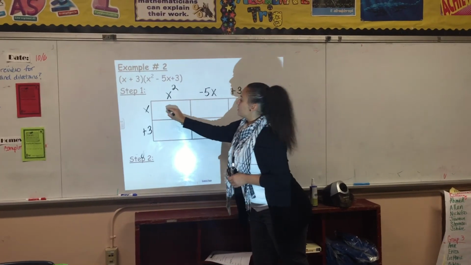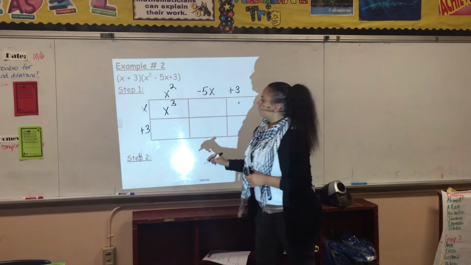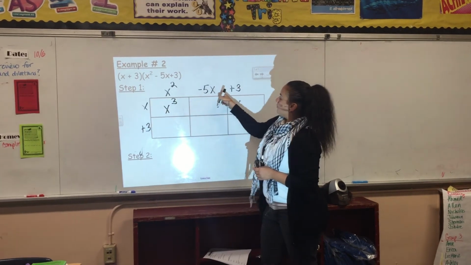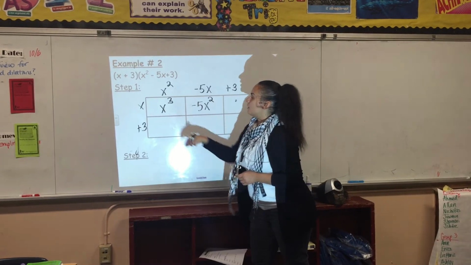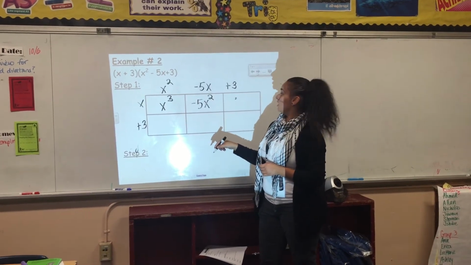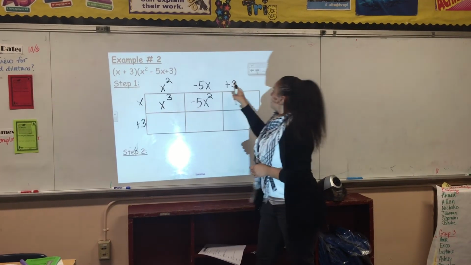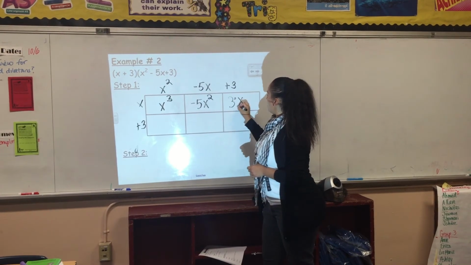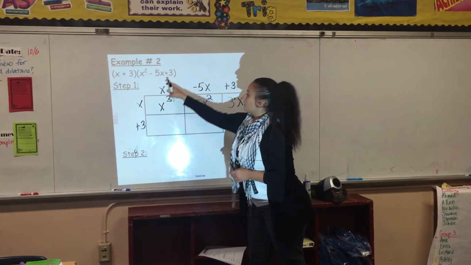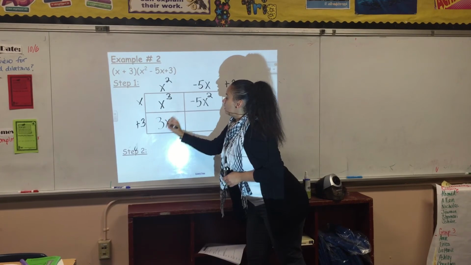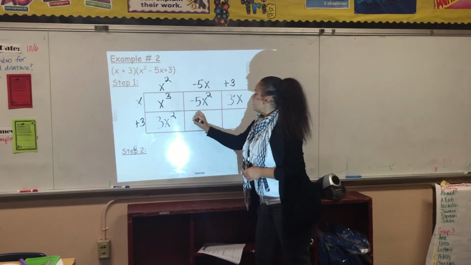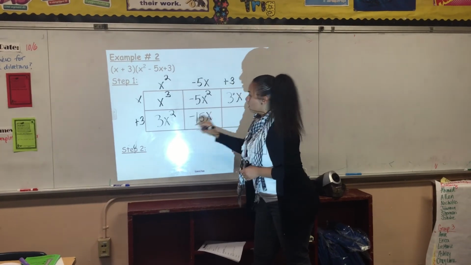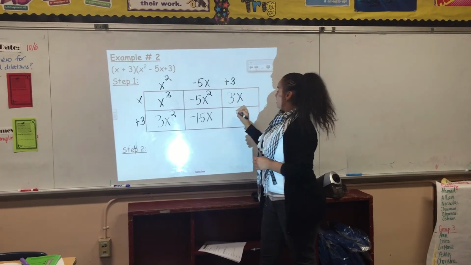X times x to the second is x to the third. X times -5x is -5x squared. Notice I'm just multiplying the coefficients and adding the exponents. X times 3 is 3x. 3 times x squared is 3x squared. 3 times -5x is -15x. And 3 times 3 is 9.